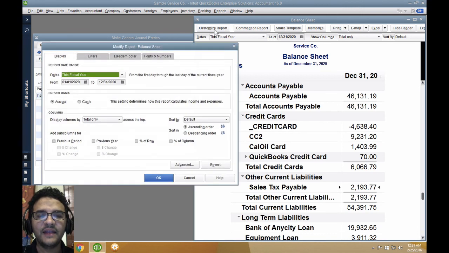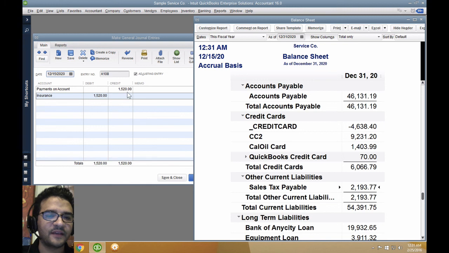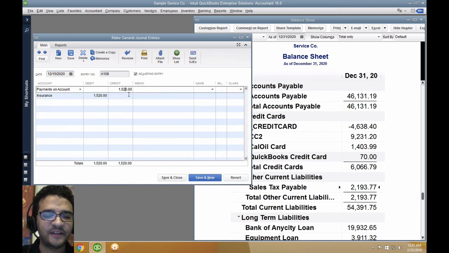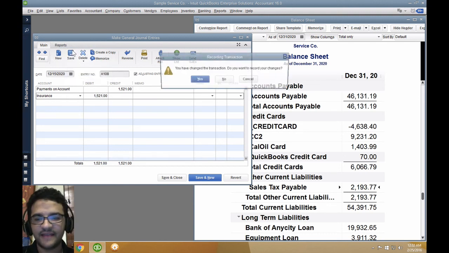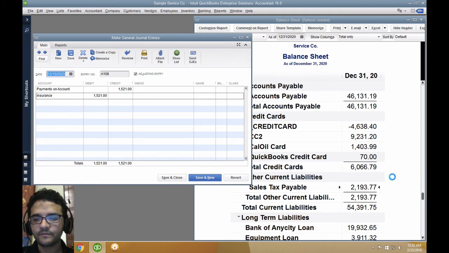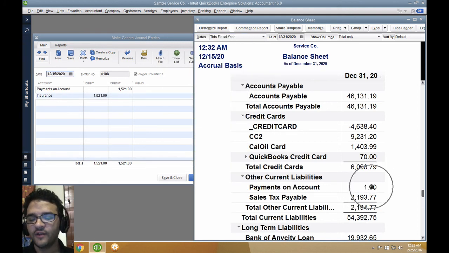Matter of fact, in QuickBooks, I'm going to change the amount. Instead of making it 1520, let me make it 1521. That way we actually have a credit balance there of $1, so we can see it there more clearly. So I'm going to go ahead and hit save. And yes, we should now see $1 balance.